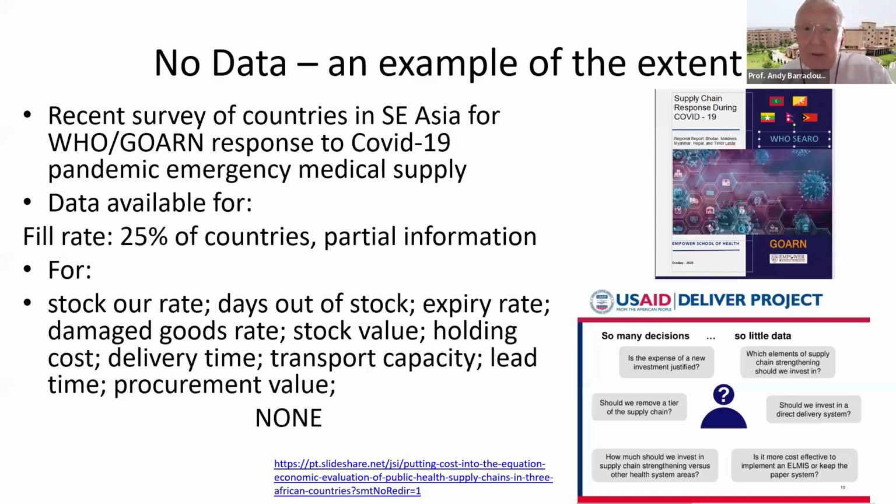That's in Southeast Asia. And what does that mean? We're taking decisions, millions of dollars decisions on the supply chain with no data. We're guessing because we haven't got any data. We haven't got any reliable information. Not just your country, 75% of low and middle income countries don't know their basic supply chain parameters because they're not collecting the data.